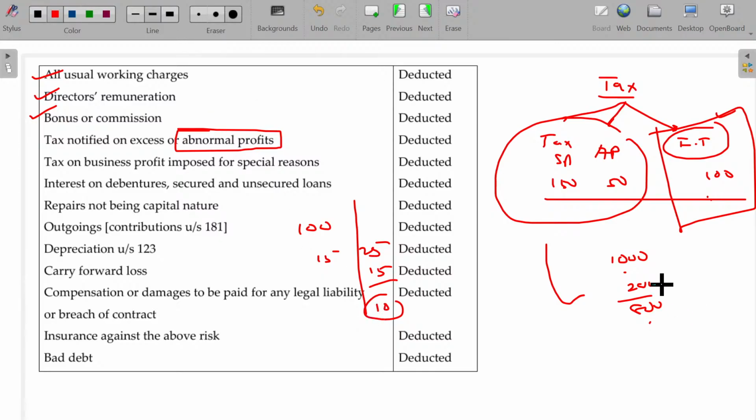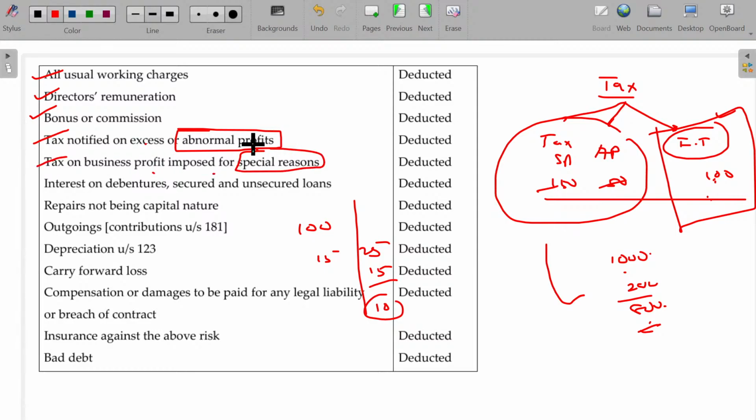So you have to deduct that one. So you have to deduct these two. You should not earn this profit. If you are earning, this is an unwanted one, so you have to subtract that. Your profit is decreasing from 1000 to 800. On that 800 only, managerial remuneration will be payable. But this 100 will not be subtracted. Clear? So now, tax notified on excess or abnormal profits, tax on business profit imposed for special reason.